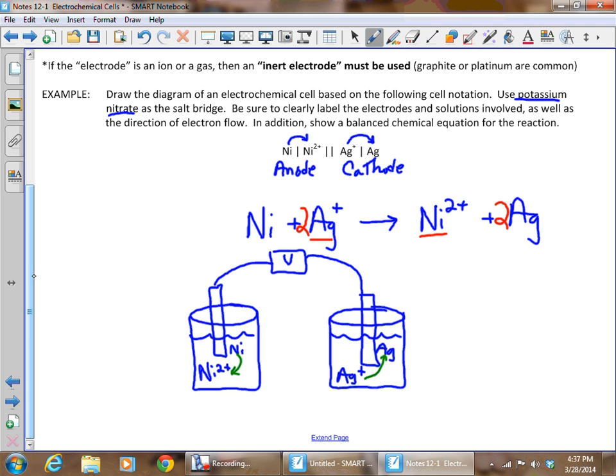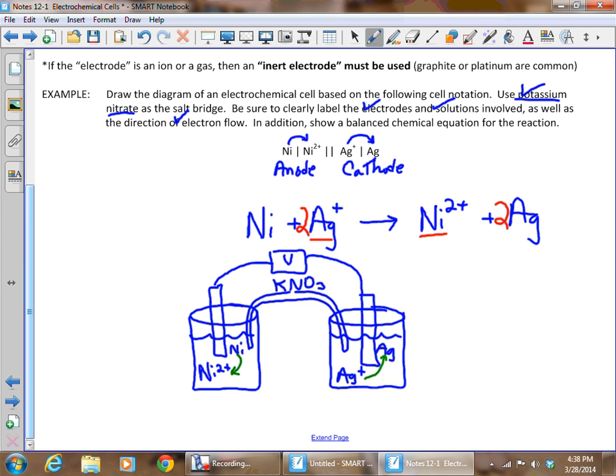So I've got this much, but notice that one critical thing I've forgotten, because I can't have a cell if I don't have a complete pathway, is the salt bridge. So I want to make sure and label the salt bridge. Remember, they told us the salt bridge should be potassium nitrate, so that's what I'm going to label it. It's KNO3. So let's make sure and check off that we have done everything it asked us to do. It says use potassium nitrate as the salt bridge, which we did. Be sure to clearly label the electrodes and solutions involved, which we did, and the direction of electron flow.